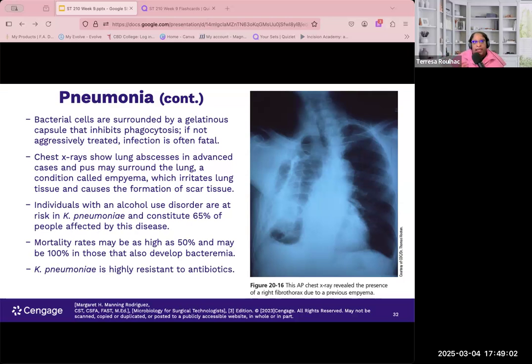When someone has alcohol use disorder, it's going to unfortunately significantly increase the risk of contracting this type of pneumonia, with 65% of affected individuals having this condition. The mortality rate can be as high as 50%, and up to 100% if the infection is in the blood. All right. So, kind of things to think about. That means that patients with alcohol use become that much higher of a risk.